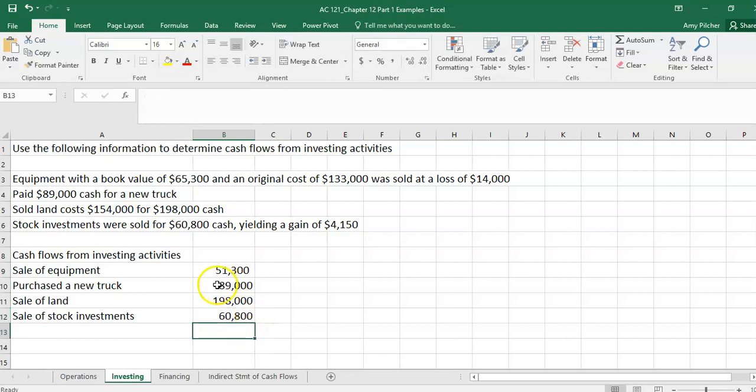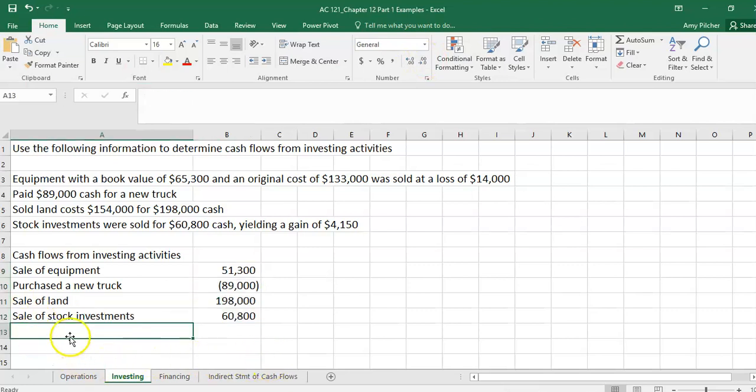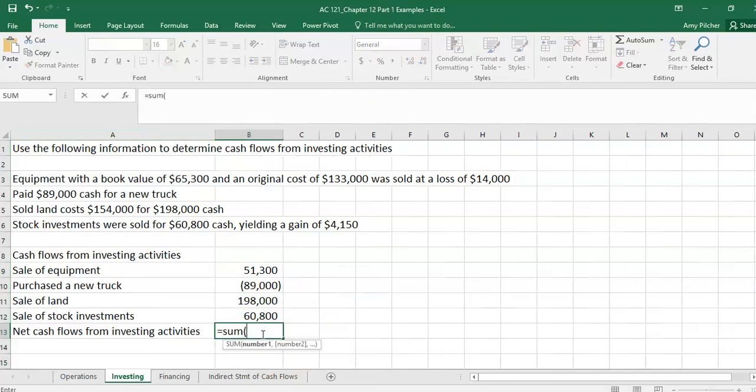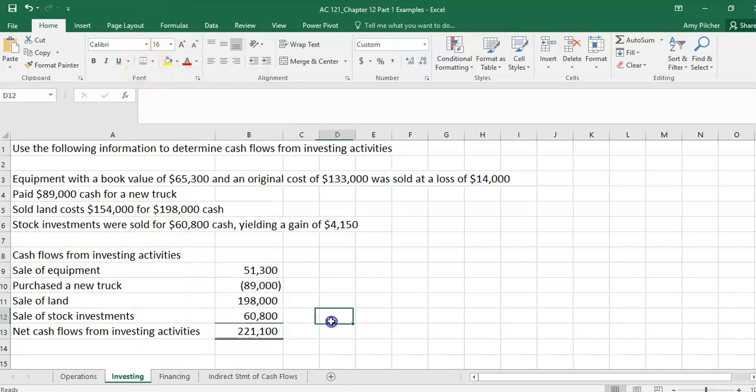Now we want to make this $89,000 a negative number because that was cash going out. If we add those all together, this gives us net cash flows from investing activities. That is $221,100.